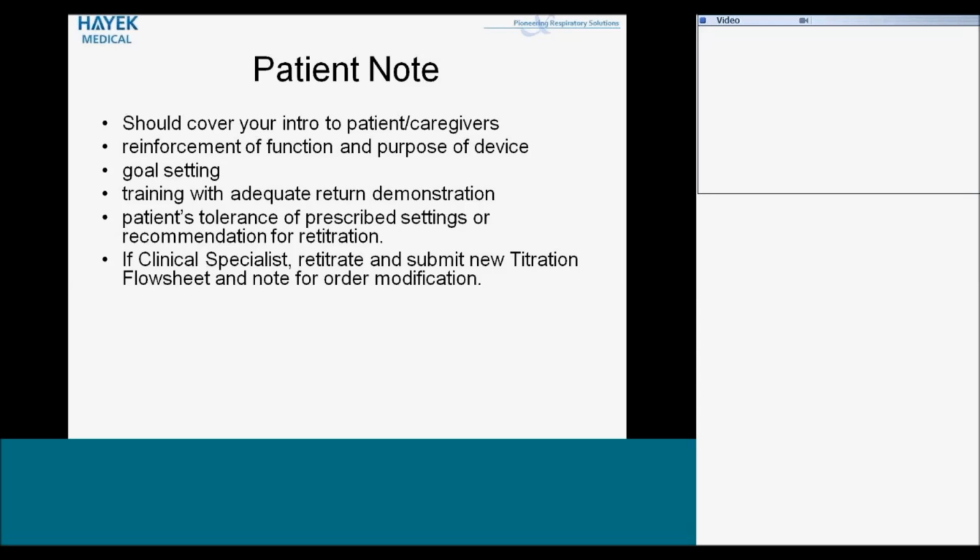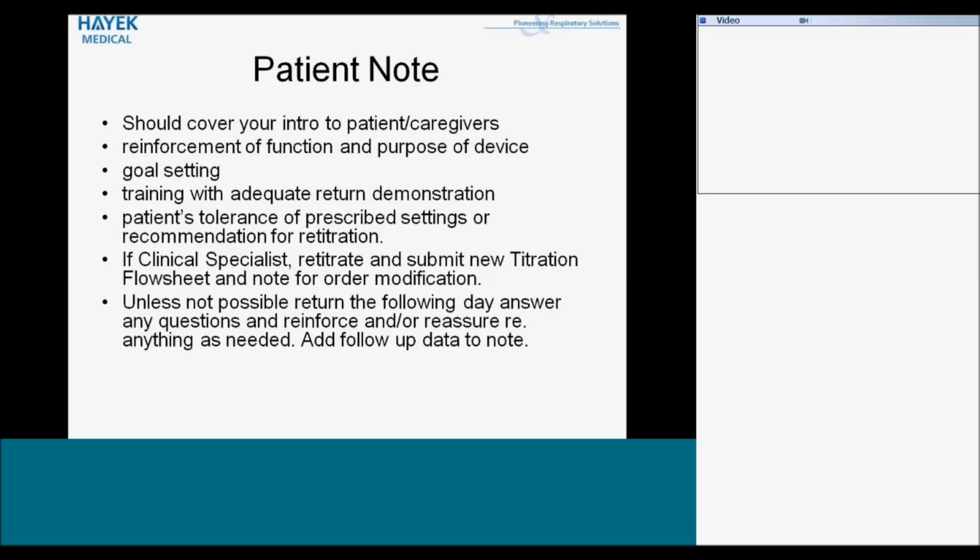If you are comfortable with the setting adjustment process, then retitrate and then submit a new titration flow sheet for order of modification. Unless it's not possible, we really want to go back and see the patient a day or two later, preferably the next day, and see how they're doing, reinforce and reassure them.